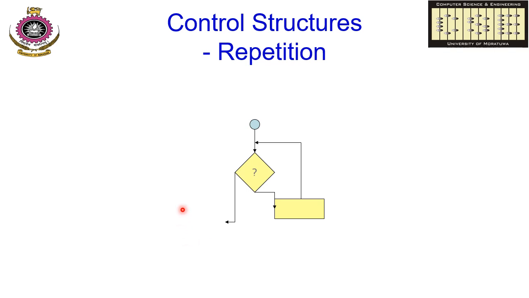So that is the overview of a looping control structure. We will discuss these control structures in detail in the next part.